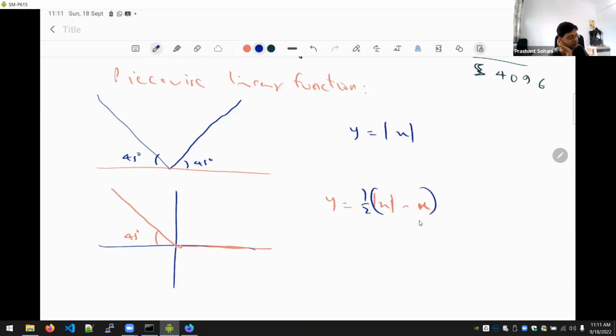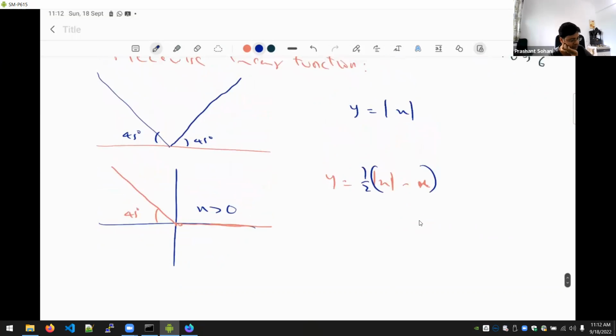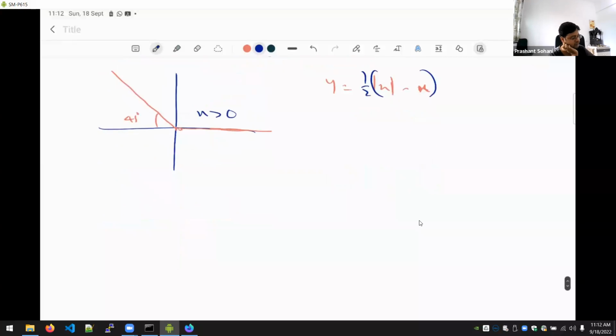Does everybody follow that this function will have this graph? Interestingly, dividing by 2 doesn't affect the right-hand side. In the greater than 0 region, this is anyway 0, so dividing by 2 doesn't make any difference. But on the left it fixes the slope properly, right? These are good beginnings for how you can combine functions to create new functions.